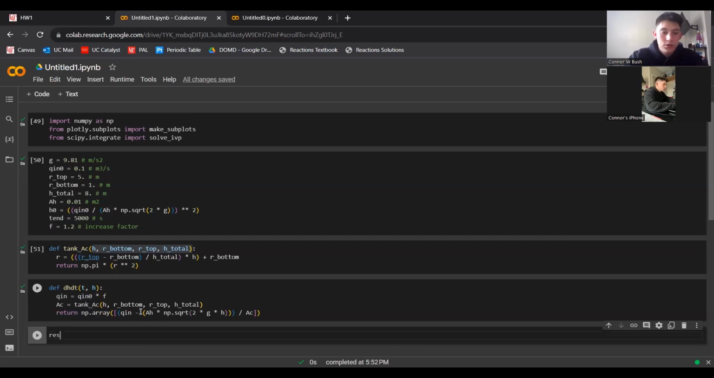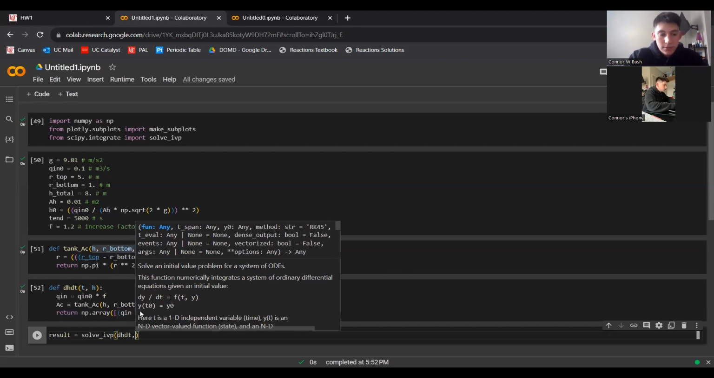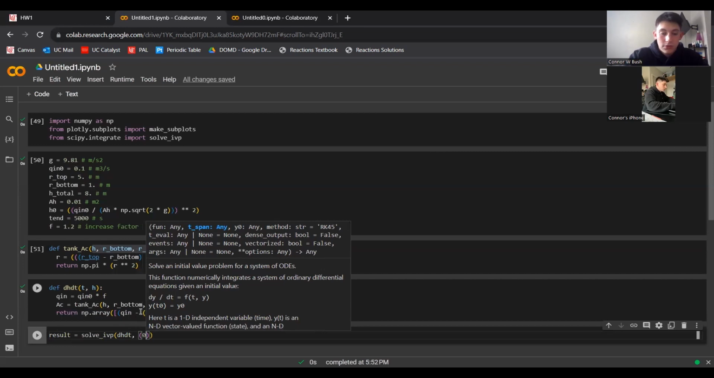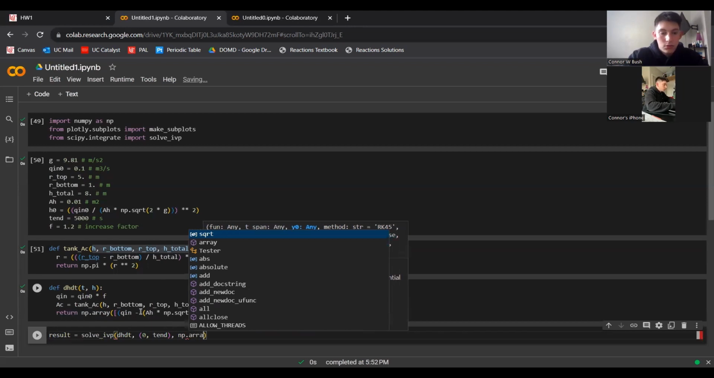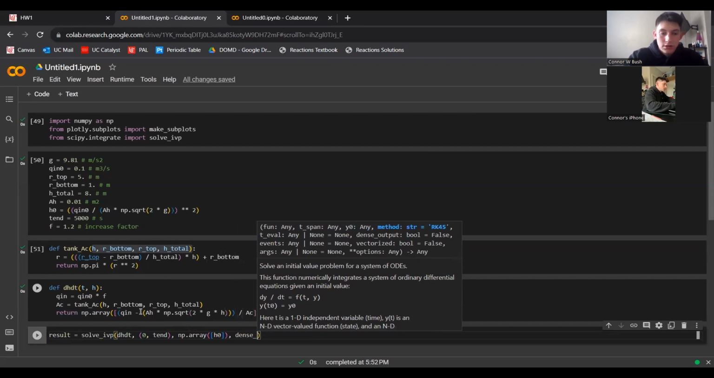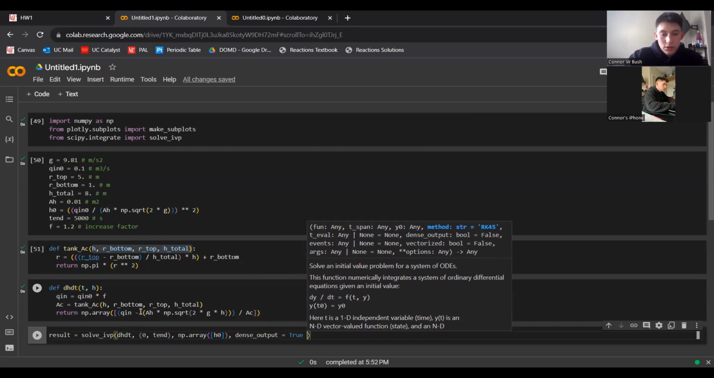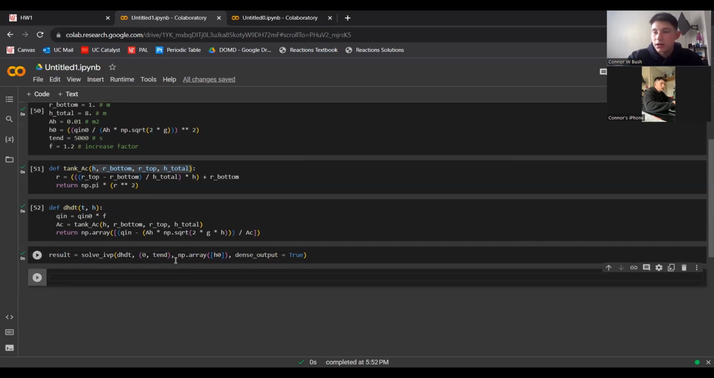Now we want to use the solve IVP, or the initial value problem, that we imported from SciPy. We need to call the function dH/dt. The time span will be from 0 to t end, and then our initial guess for height will be h naught. We need to also set the dense output to true, so we have a continuous result, so we can actually pull from that. So now this is all of the equations that we need so we can get into the plotting.